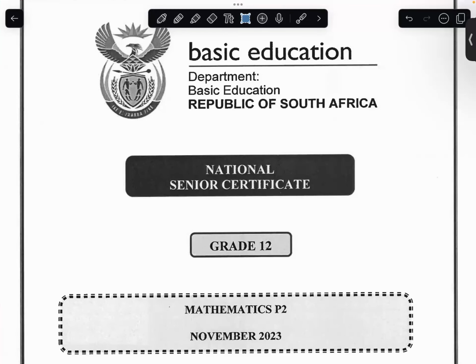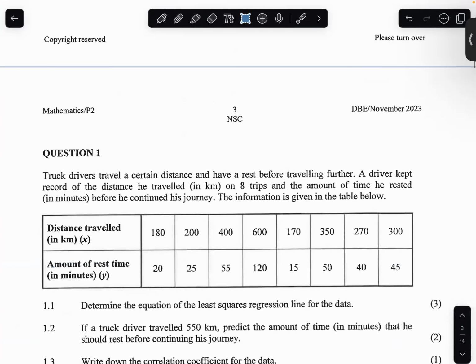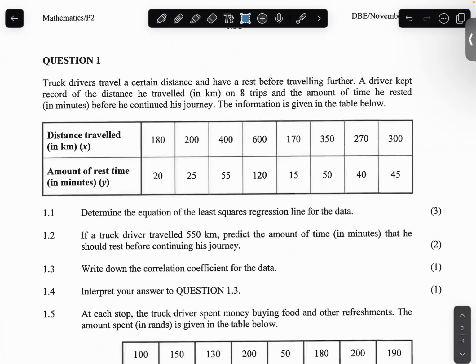Right, let's do 2023 Maths Paper 2. Okay. Question 1. Truck drivers travel a certain distance and have a rest before traveling further.